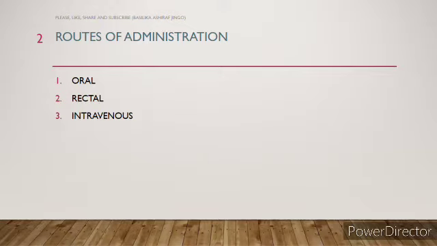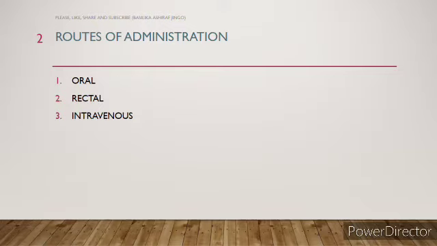So first, let's talk about the routes of administration. Routes of administration, this is through which the drug is introduced to the body. The first route is the oral route. Oral means mouth, so through the mouth. Through the mouth we have two forms. We have syrups and we have tablets. The tablets are most times in a form of 500 milligrams.